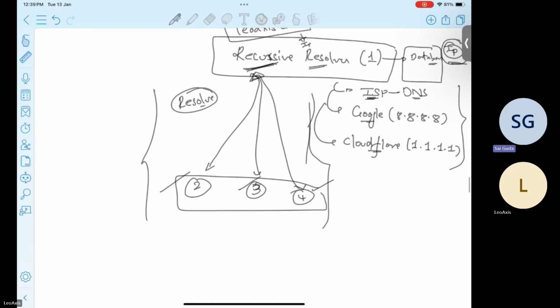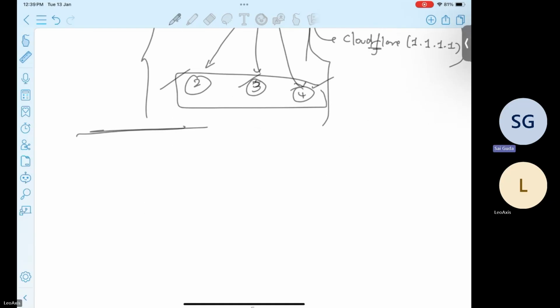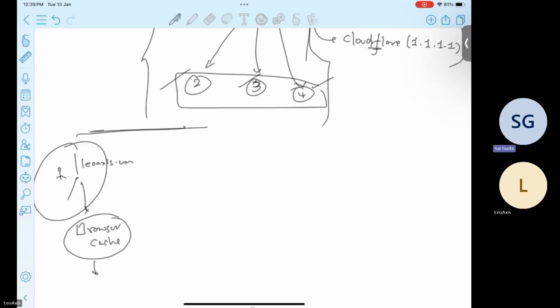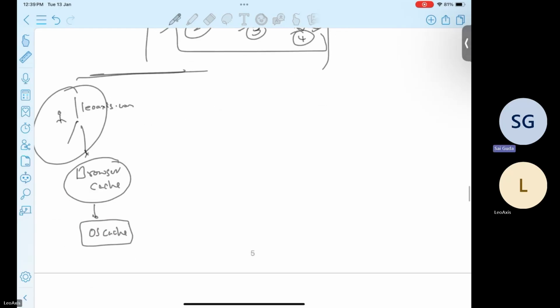So now, let's see once again the process here. So this is me. Now I need LeoAxis.com. First, the browser checks its browser cache. If the data is not found in the browser cache, the request will go to the OS cache, which is using the hosts file. Even if it is not finding these details, it makes a call to the DNS recursive resolver, which is part of the DNS system.